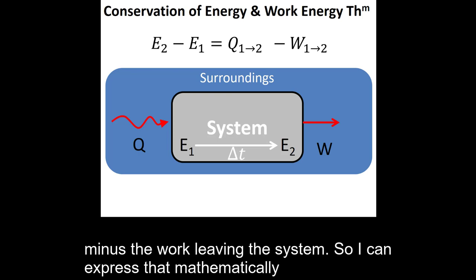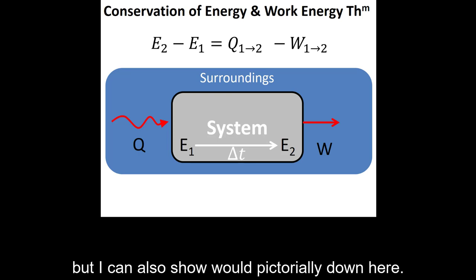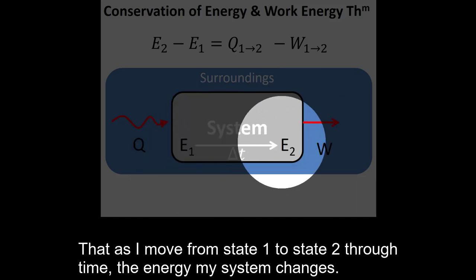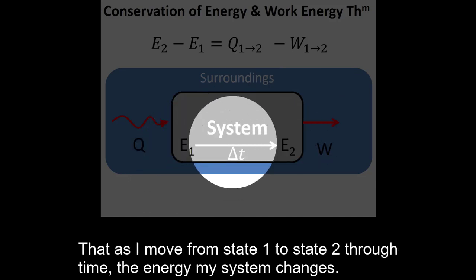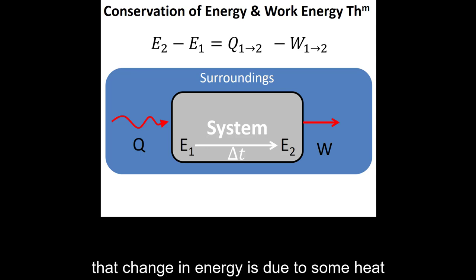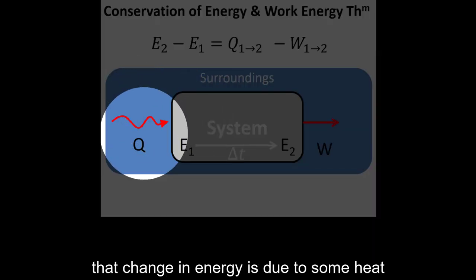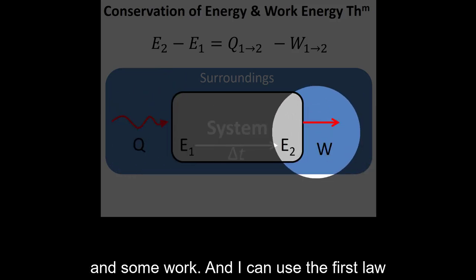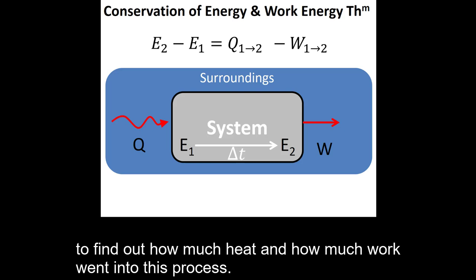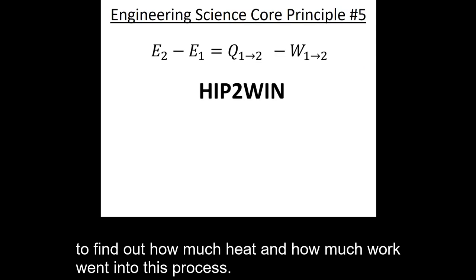So I can express that mathematically, but I can also show it pictorially down here that as I move from state 1 to state 2 through time, the energy in my system changes. That change in energy is due to some heat and some work, and I can use the first law to find out how much heat and how much work went into this process.